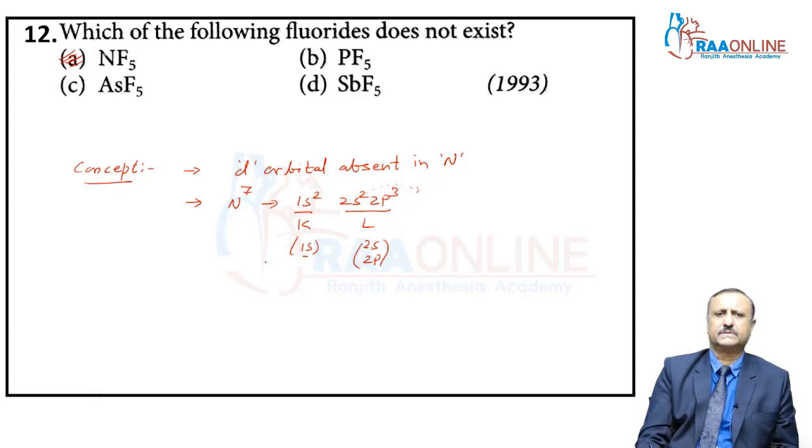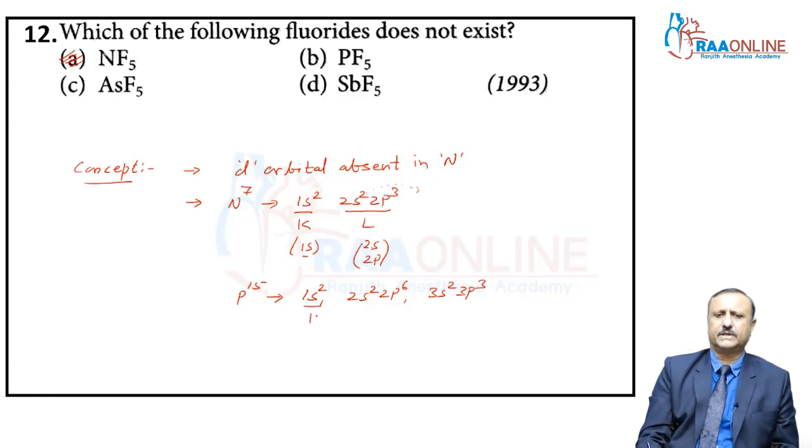But in the case of phosphorus, the atomic number of phosphorus is, my dear students, 15. So you get the electronic configuration 1s2, 2s2, 2p6, 3s2 and 3p3.